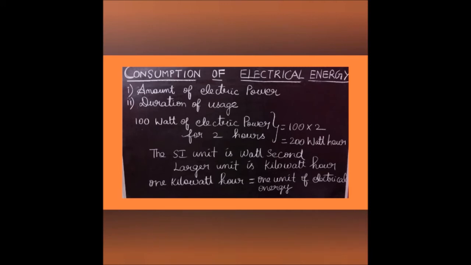In practice, a larger unit of electrical energy is needed. This larger unit is called kilowatt hour. 1 kilowatt hour is otherwise known as 1 unit of electrical energy. 1 kilowatt hour means electric power of 1000 watt utilized for 1 hour.